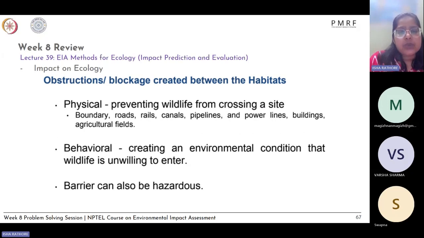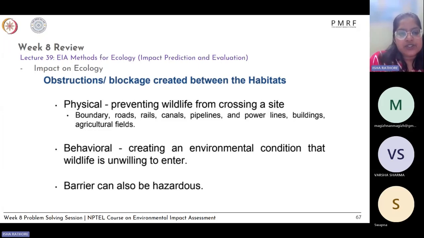And then we also looked at the obstructions or blockage created between the habitats. So physical includes preventing wildlife from crossing a site. For example, if you have roads which connect different states, they might run through a wildlife area. So the construction of the road is going to divide the habitat into two parts. So this is a physical obstruction or blockade. And you would have heard a lot of news articles, especially in the past years. You would have heard now they are more safe and secure, but you would have heard of animals being killed because of traffic movement in these kinds of areas which are known for having wildlife.